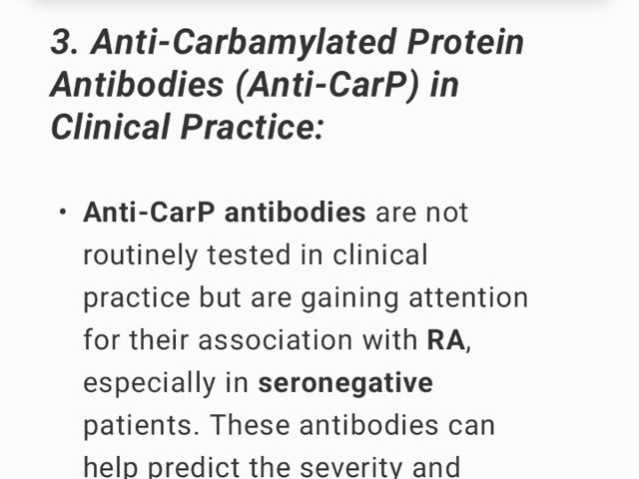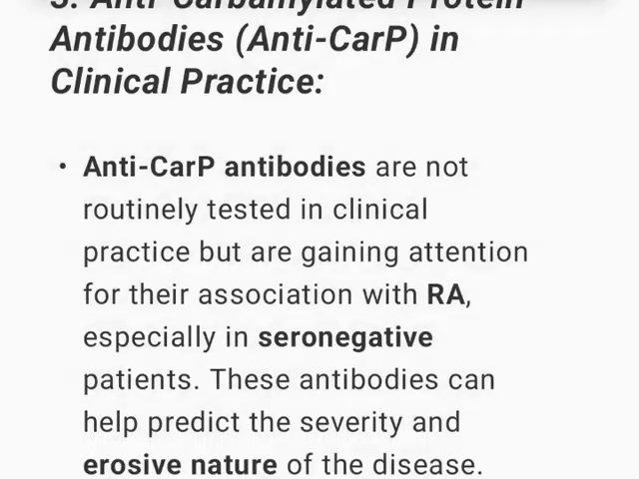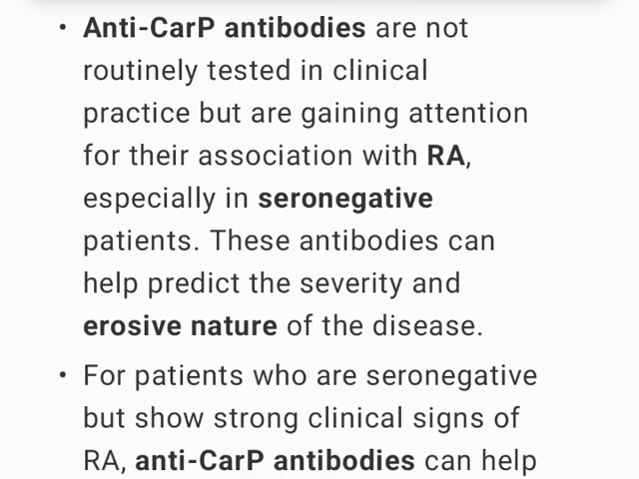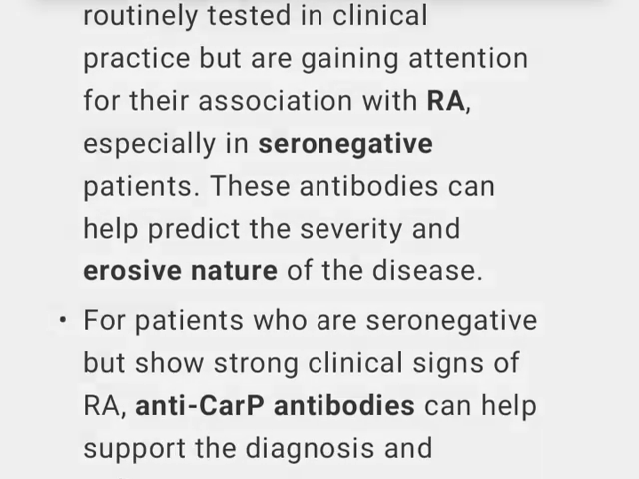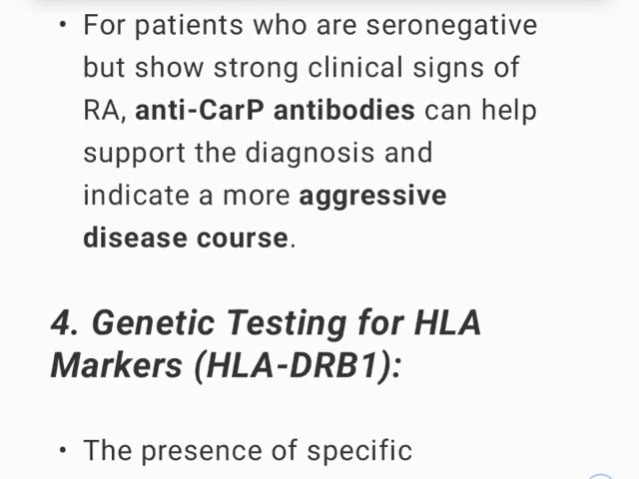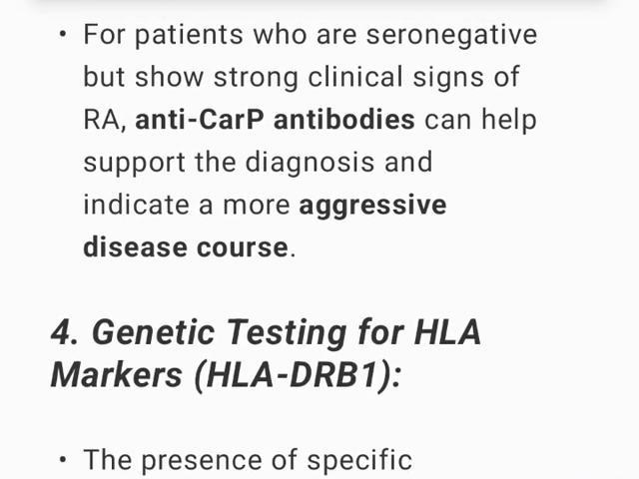3. Anti-carbamylated protein antibodies, anti-CARP, in clinical practice. Anti-CARP antibodies are not routinely tested in clinical practice, but are gaining attention for their association with RA, especially in seronegative patients. These antibodies can help predict the severity and erosive nature of the disease. For patients who are seronegative but show strong clinical signs of RA, anti-CARP antibodies can help support the diagnosis and indicate a more aggressive disease course.